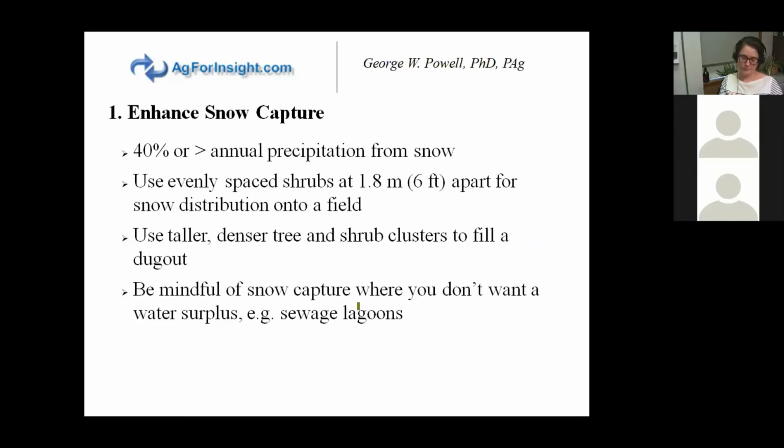As with all things in agroforestry, you have to be mindful of your design. So you don't want snow capture where you don't want a water surplus. So I have an example in the region where a producer had a cluster of trees planted next to the sewage lagoon, which was acting to capture the snow that filled the lagoon with snow, and when it melted, it caused the sewage lagoon to overflow. So again, I'll be reminding you throughout the presentation, but it's important to be mindful of your design. We're not just throwing things together happenstance.